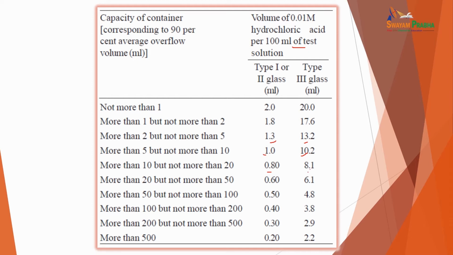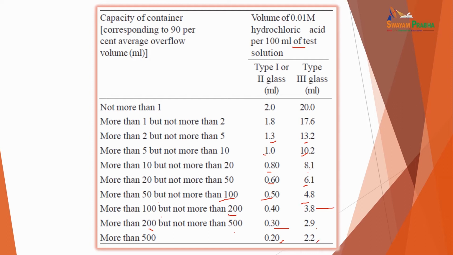Then for more than 20 but less than 50, 0.6 and 6.1. More than 50 but not more than 100, 0.5 ml and 4.8 ml. For more than 100 but not more than 200, it is 0.4 and 3.8. Remember these things, they are utmost important to learn when we are going for industrial manufacturing or quality control tests for these packaging materials. For more than 200 but not more than 500 it is 0.3 and 2.9. These are the limits, and for more than 500, for type 1 and type 2 glass the limit is 0.2 ml, and 2.2 ml for type 3 glass.